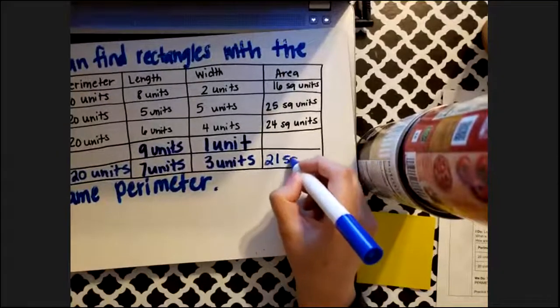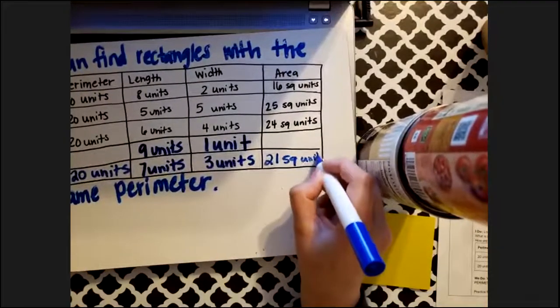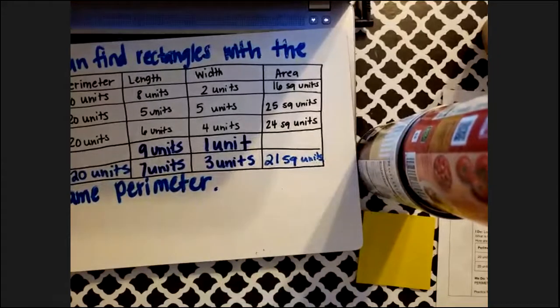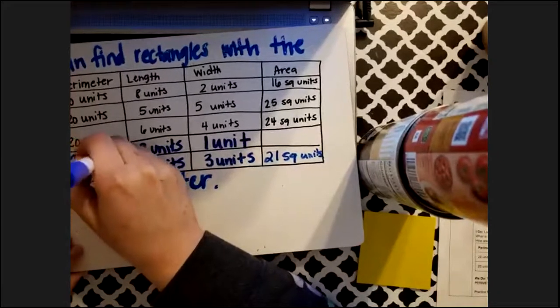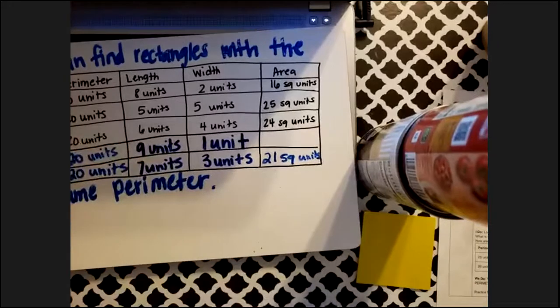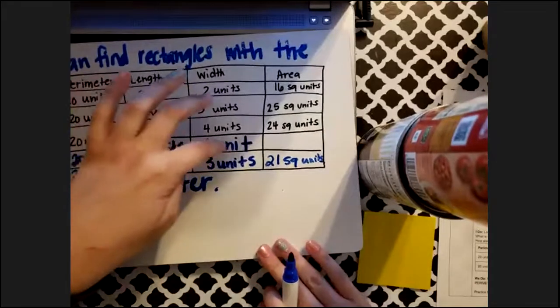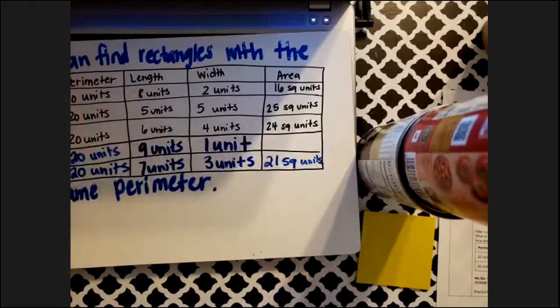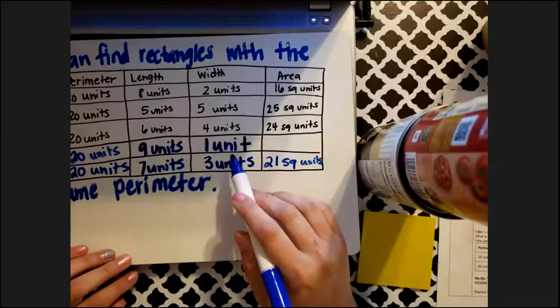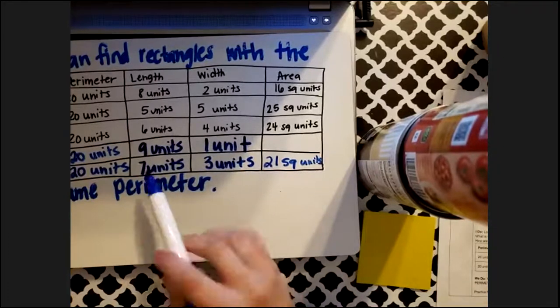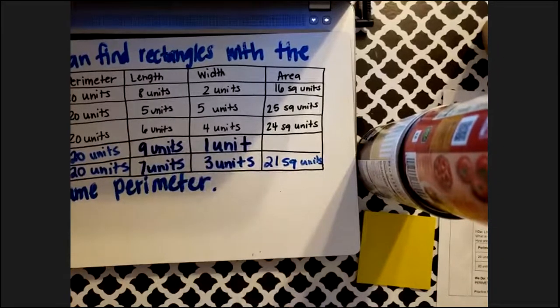21 square units. All right, 9 and 1. We already know that the perimeter is going to be 20 units because we're finding the same perimeter. Without drawing the rectangle, who can tell me the area of a rectangle that is 9 units long and 1 unit wide? Remember, you would have to do this times this.